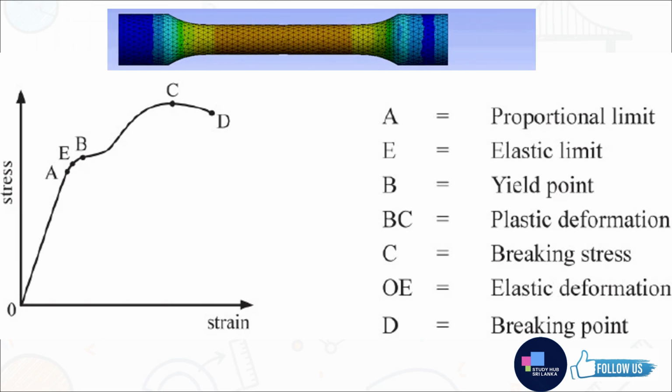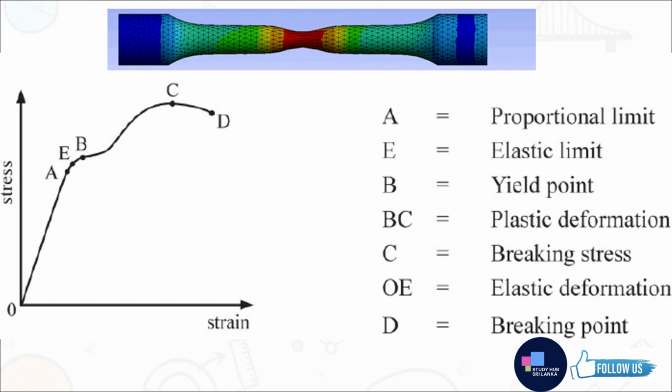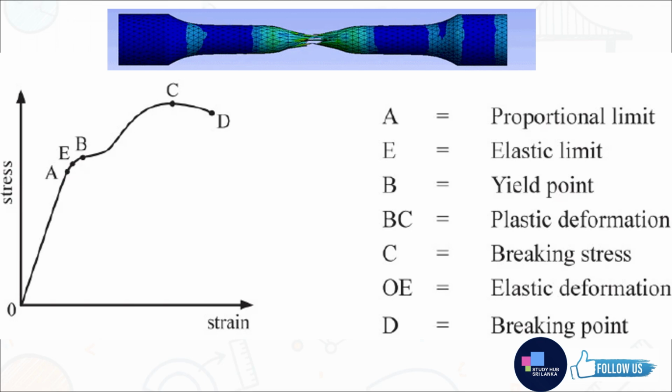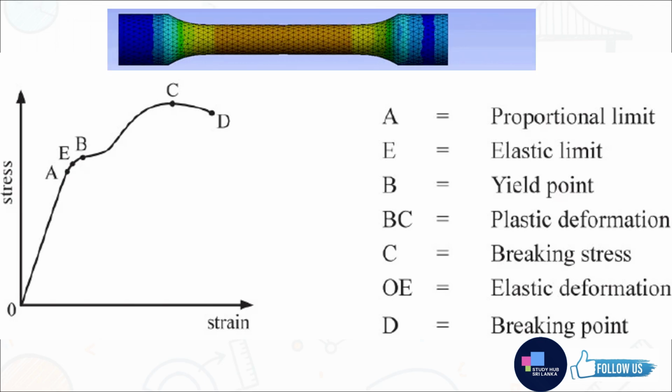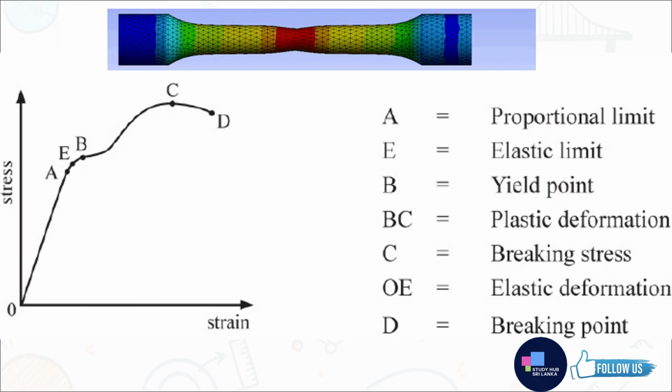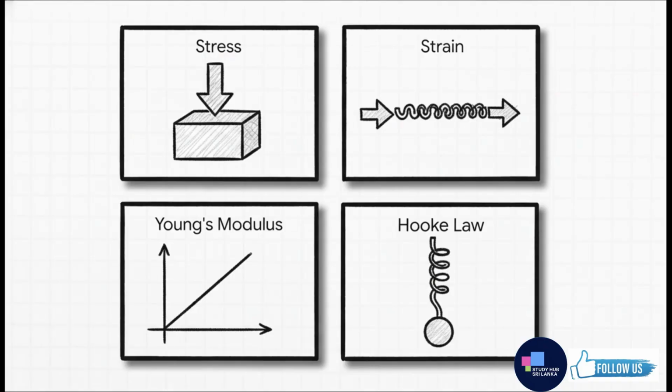Point D is the ultimate tensile strength. That's the absolute maximum stress the material can take. After that, it starts to get thin in one spot, what we call necking, and then finally, at point E, it fractures, it breaks.